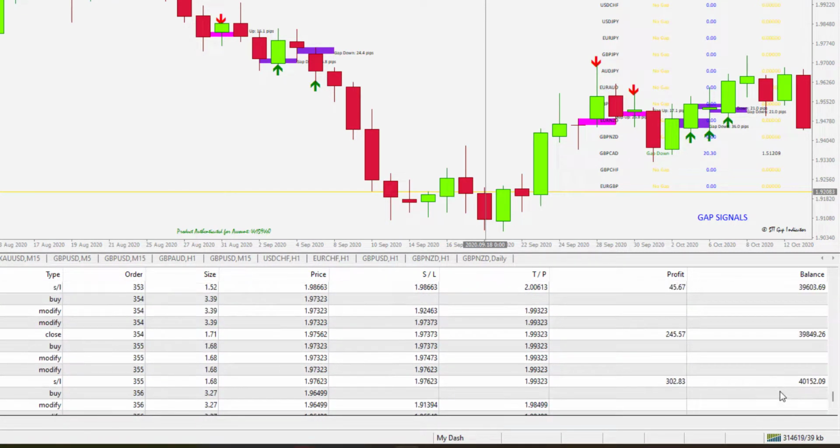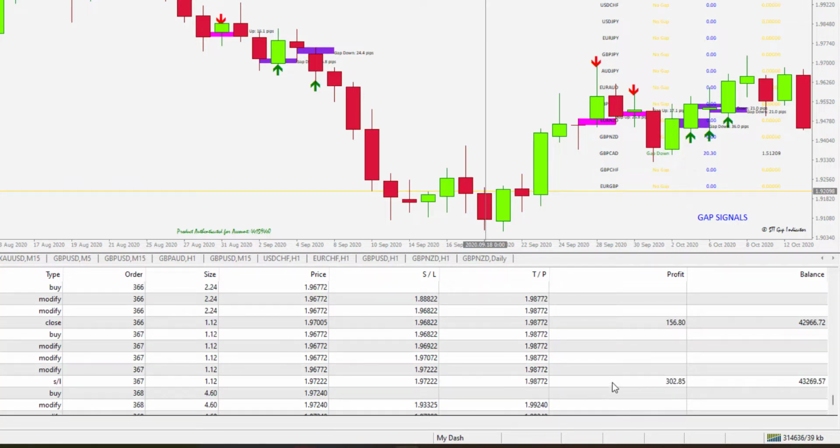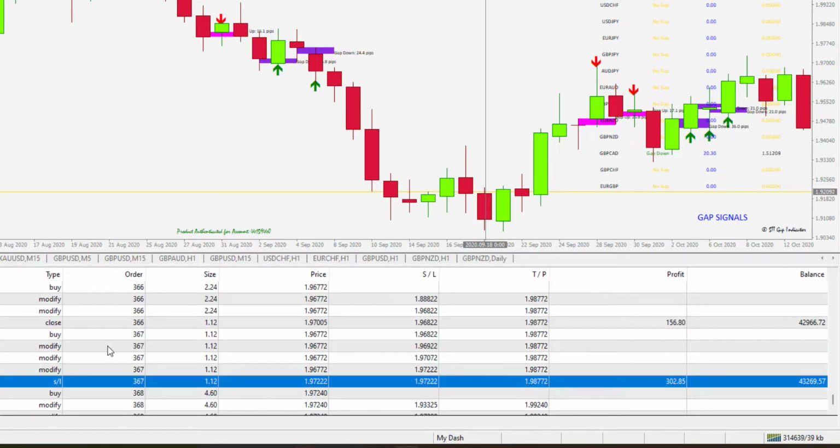So the simulation is carrying on. It's already times 4 of the account at 42,000. This is 2022, 2021 now. Let's take another example. Should we take that one? So where did it start from?